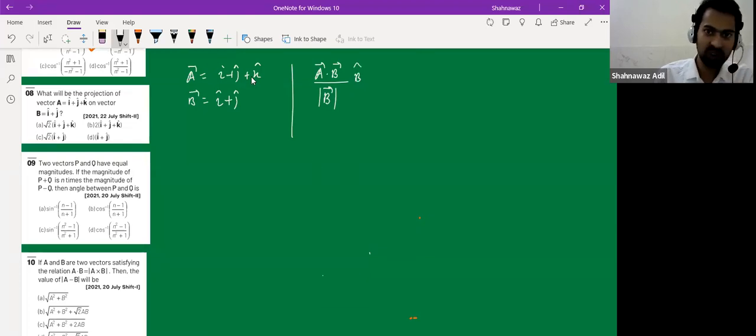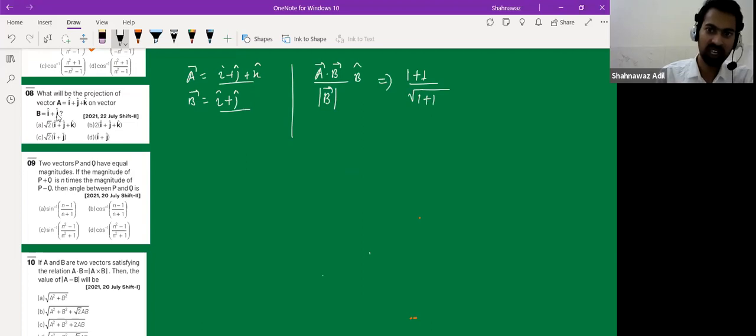So what would be A dot B? A dot B would be what? This would be 1 plus 1, right? And what is the magnitude of B? This is 1 plus 1, right?